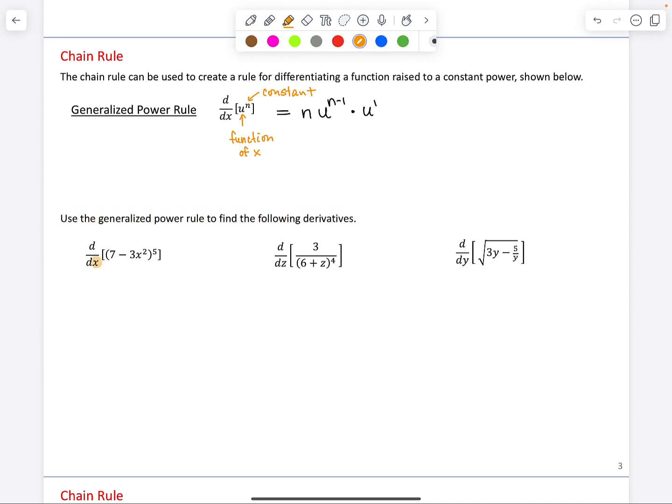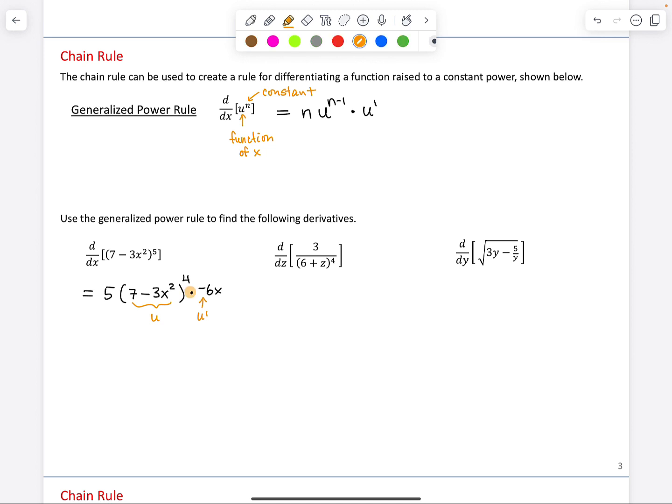So in the first case, x is the independent variable, which I see right there. But we certainly have a non-constant function raised to a constant power 5. The generalized power rule says that 5 can drop to the front as a coefficient. We repeat the base, and the new power is 1 less than it used to be. And then one more step, multiply by the derivative of the base. So if this base we're calling u, then I need to put u prime right here. And the derivative of 7 minus 3x squared, the 7 goes to 0. And the derivative of negative 3x squared using the power rule again is negative 6x.